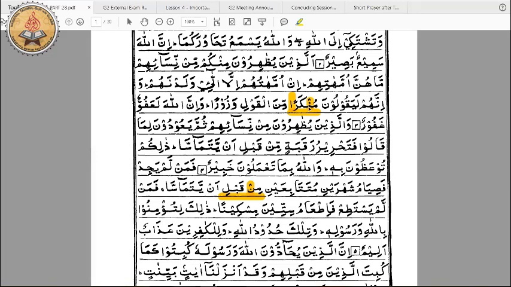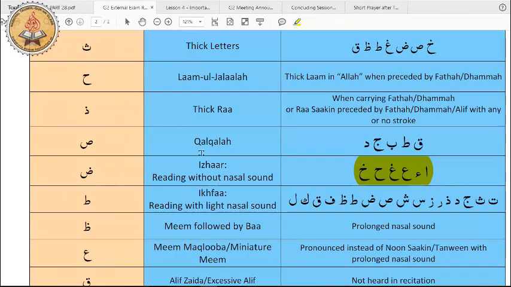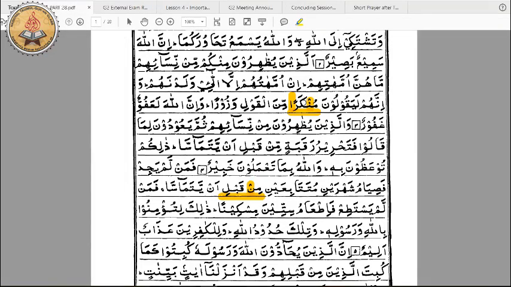Because the letter after it is a ka. Yes, that's right. It's the letter Qaf, which means it's not one of the izhar letters. The letters of izhar are alif, hamza, ain, ghain, ha, kha. Obviously Qaf is not one of them. Izhar means to show, to display. So we would show the full noon sound.